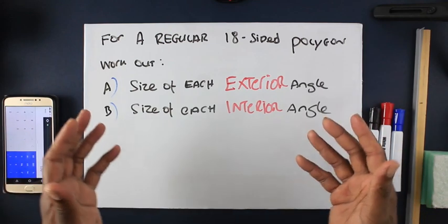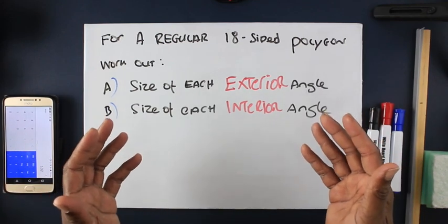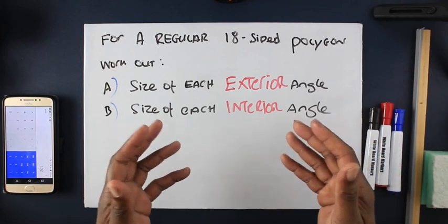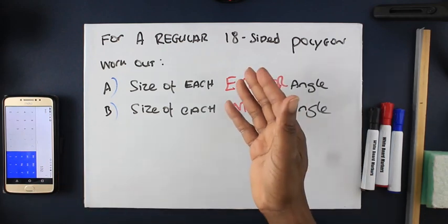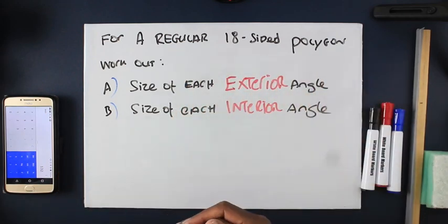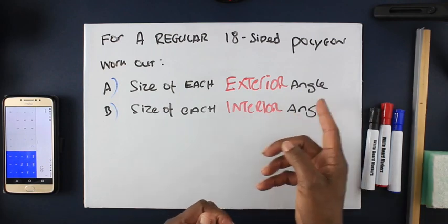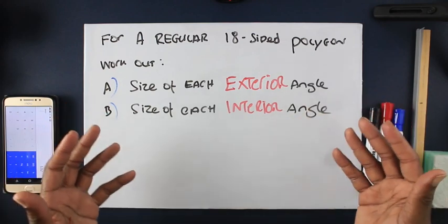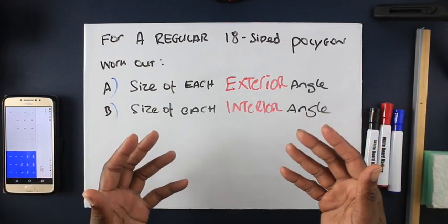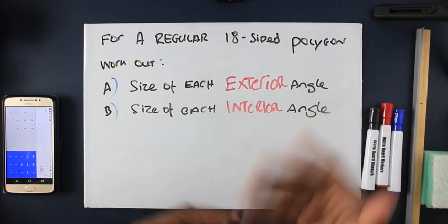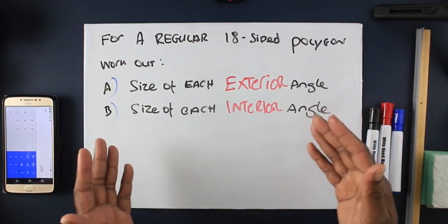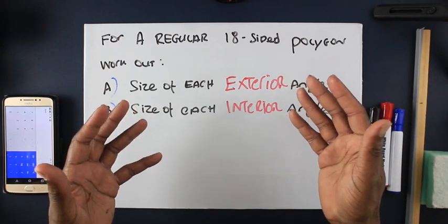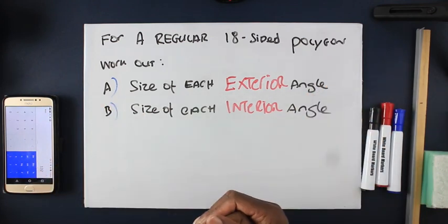Before we go into this, when you have small polygons like 4 or 5 sides, it's really easy to draw. But this question says, for a regular 18-sided polygon, work out the size of each exterior angle and the size of each interior angle. It would be difficult to draw an 18-sided polygon just to try and find the answer. So here's where we have to use the facts, the information we know about polygons, to help us do this.